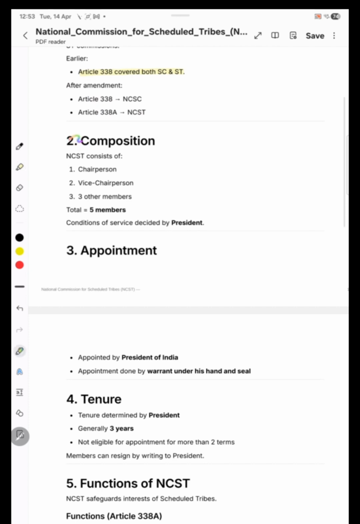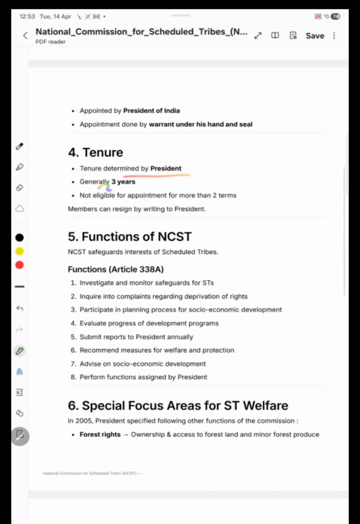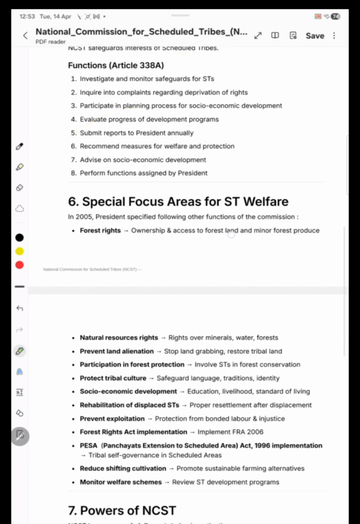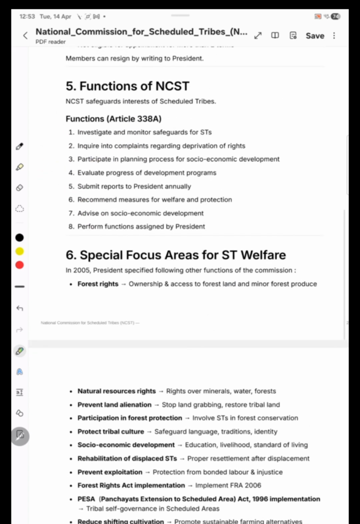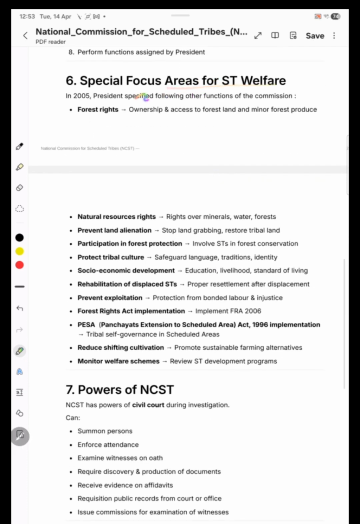So similar composition, all three commissions have the same composition. Chairman, Vice Chairman and three other members. So total 5 members. Appointment is done by the President of India. Tenure, President generally 3 years. Okay, these are the same. Now the functions of NCST will be to safeguard the interests of scheduled tribes. So these are the same functions which were there for the National Commission for Scheduled Caste, right? But it has some special focus areas for ST welfare.